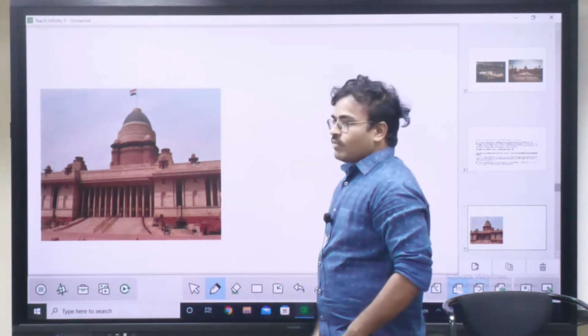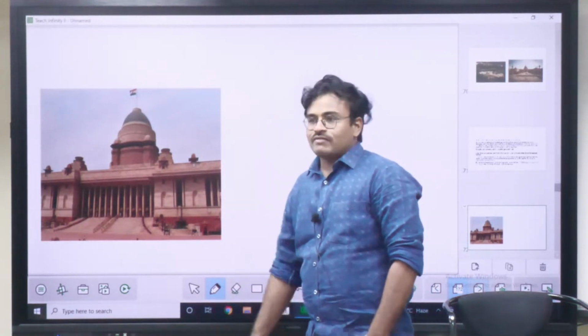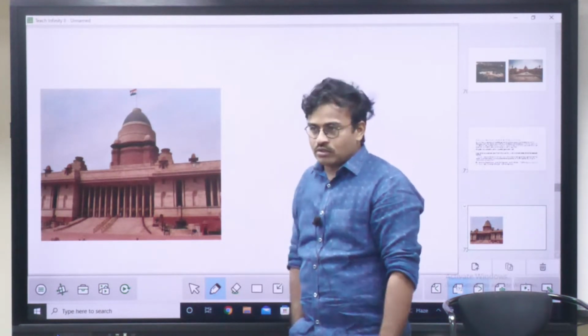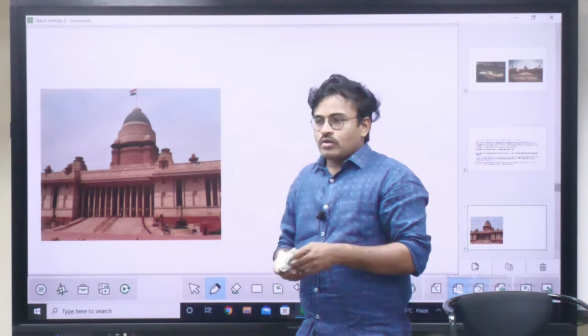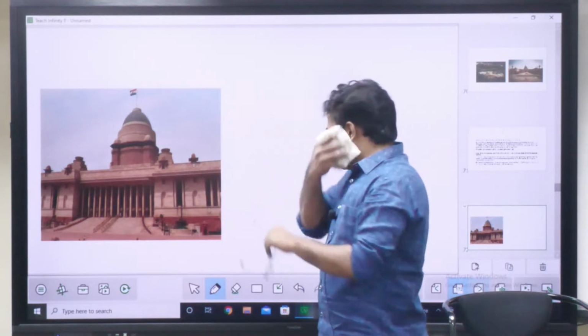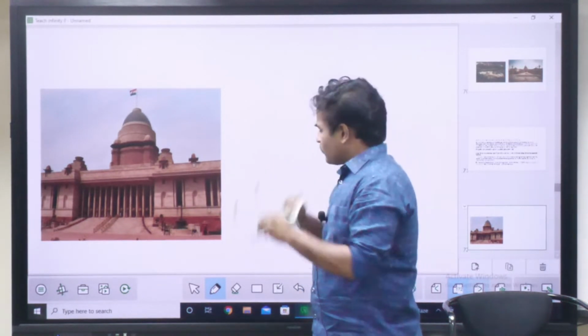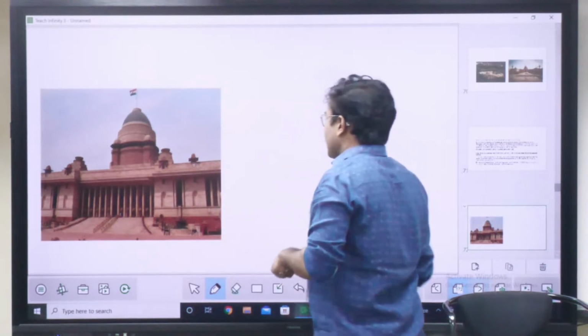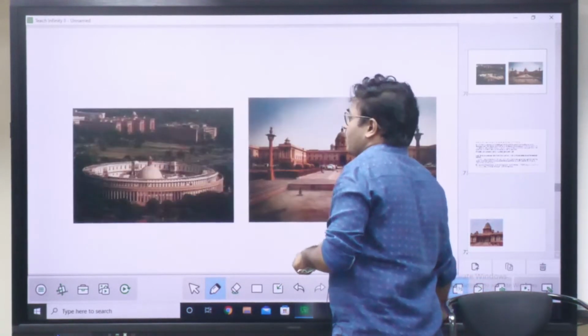This is very important, because the Central Vista project is going on. So there is a good possibility of a question. Last year also, that is the reason they asked a question on the Indian Parliament building. Prelims or mains, any which way, they can ask a question on this. Now, just to see the intermixture between Indian traditions and European traditions here.